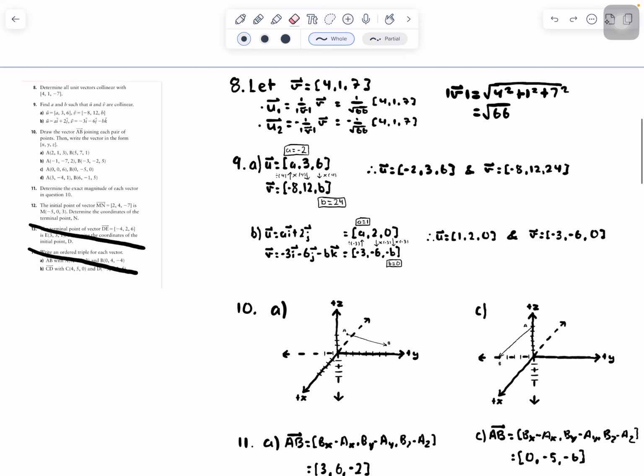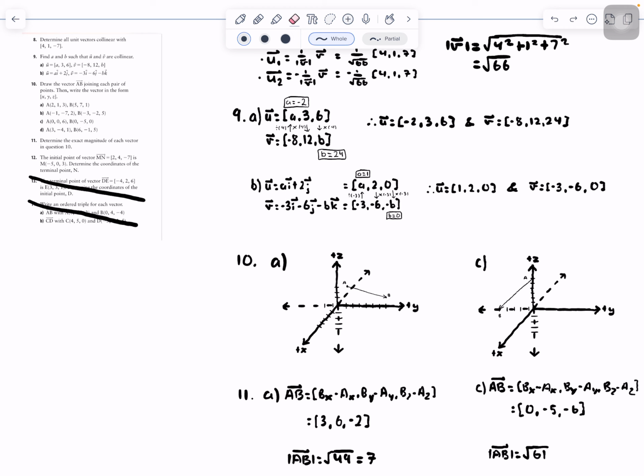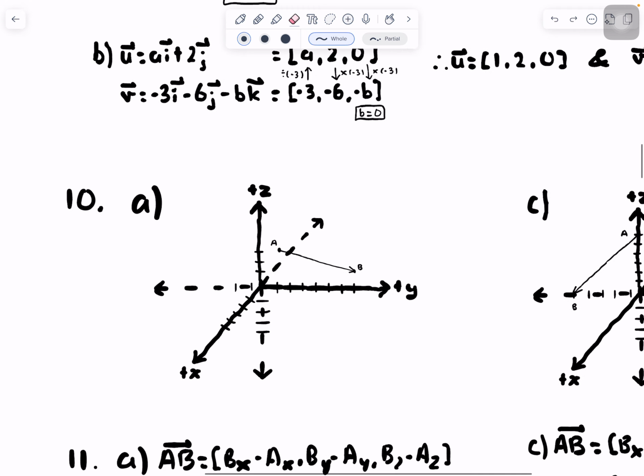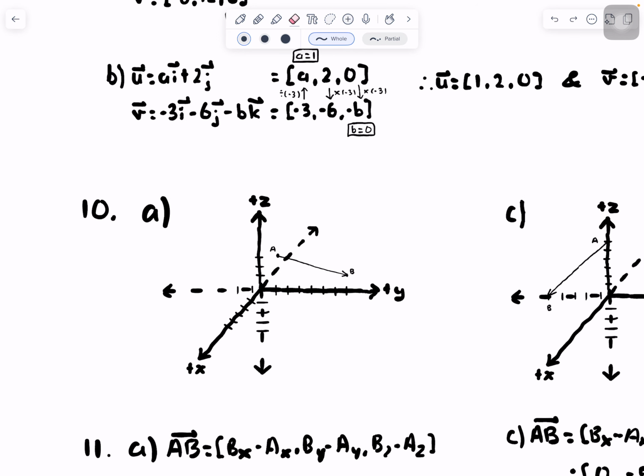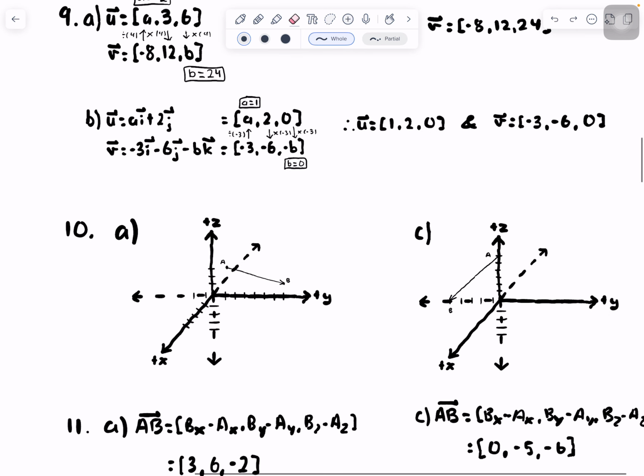Question 10. So from question 10, I did A and C. It's asking us to draw the vector AB joining each pair of points, then write the vector in the form (x, y, z). Okay, so I drew the points on the Cartesian grid just using tick marks to indicate where they lie, and then I joined them by a vector. Not too difficult. Your diagram might look a bit different. As Ms. Kradic discussed, our diagrams for 3D Cartesian vectors can look a bit funky always.